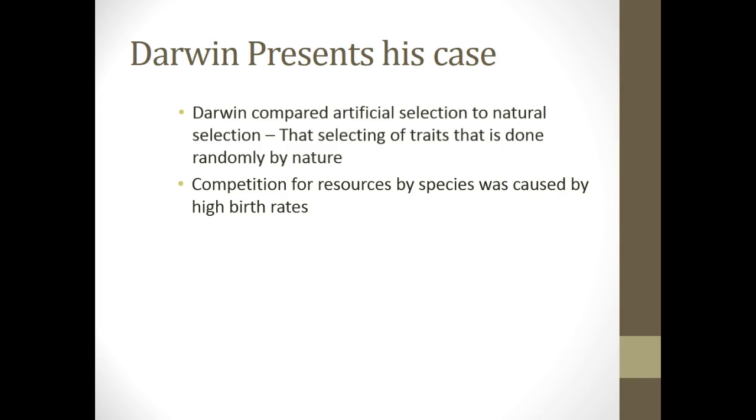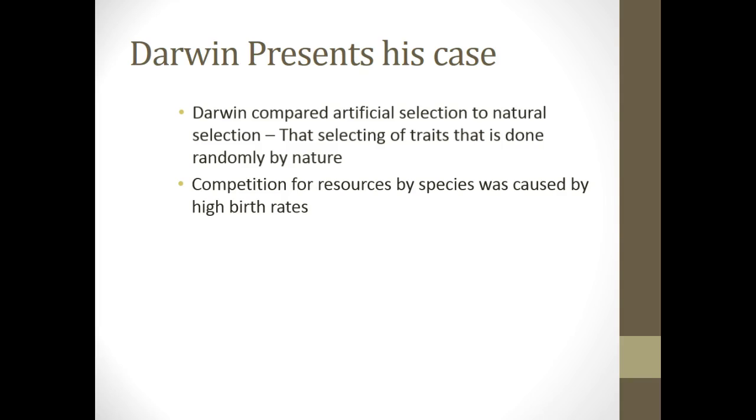Competition for resources by species was caused by high birth rates. Remember, high birth rates means that species produce a lot of offspring, and all of those offspring are not going to be able to live long enough to reproduce themselves. But if you create high birth rates, naturally those that are stronger are going to rise to the top and are going to reproduce more, and those that are weaker are probably going to die in the struggle for existence before they're able to reproduce. And if those that don't reproduce can't pass on their traits to their offspring, their genes that make them less fit are going to die out with them.